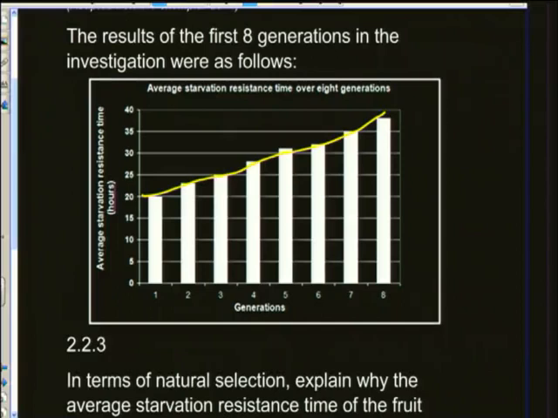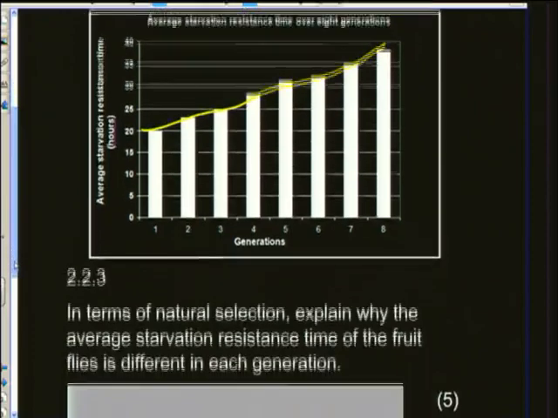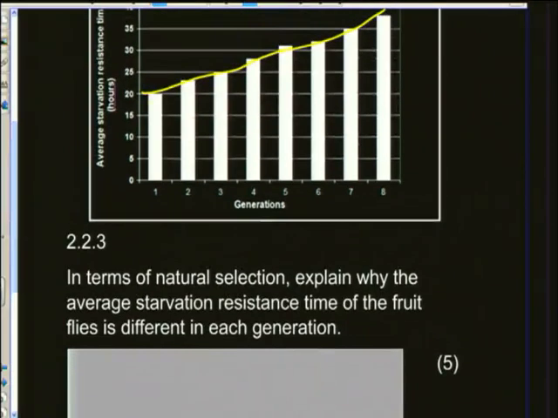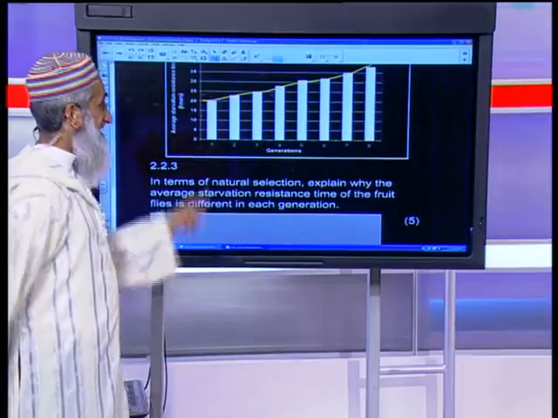Okay? Are we happy with it? Good? Long question. In terms of natural selection, explain why the average starvation resistance time of the fruit flies is different in each generation. Less, more, most. Why? In terms of?